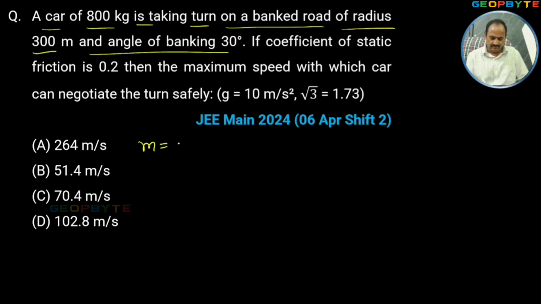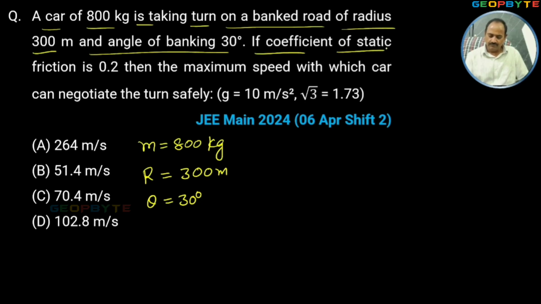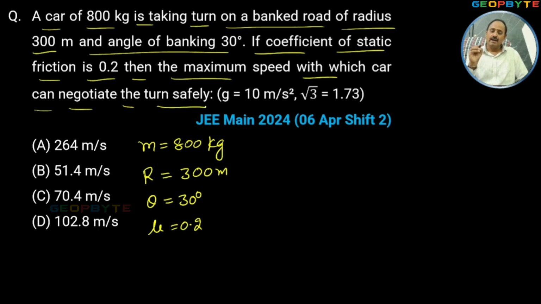Mass of the car given, 800 kilograms. The radius of the curved path is 300 meters, angle of banking theta equal to 30 degrees. If the coefficient of static friction is 0.2, then the maximum speed with which the car can negotiate the turn safely. It means, what is the maximum safe speed to turn in the curved path.